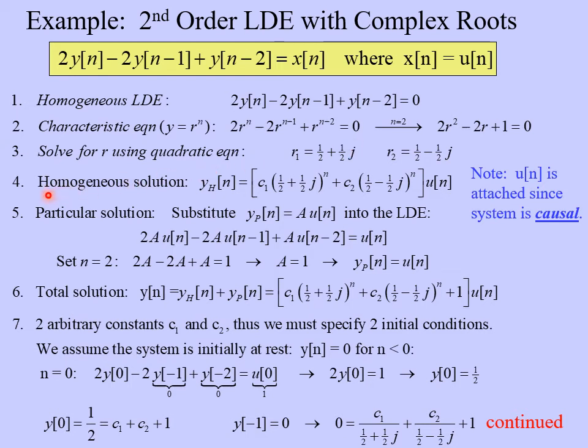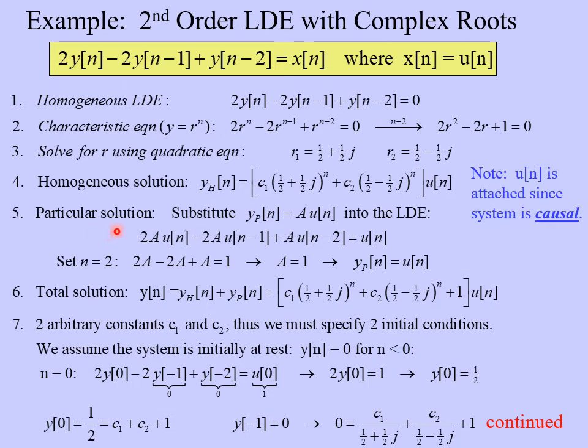The next step, we can write our homogeneous solution now. y sub h is equal to, remember, C1, some constant, times the first root, r1 raised to the n, plus C2 times r2 raised to the n, with the step function. And we attach the step function because we're told it's a causal system.